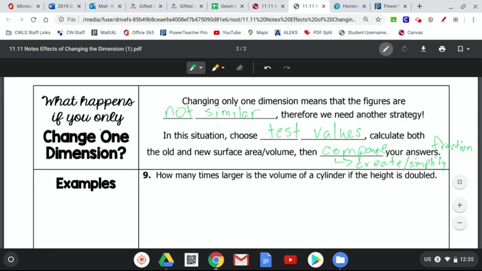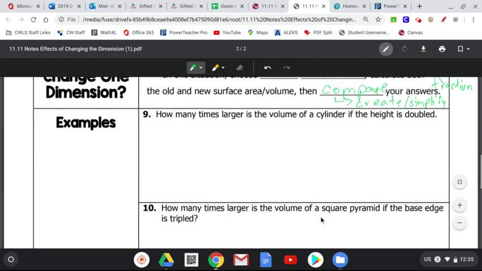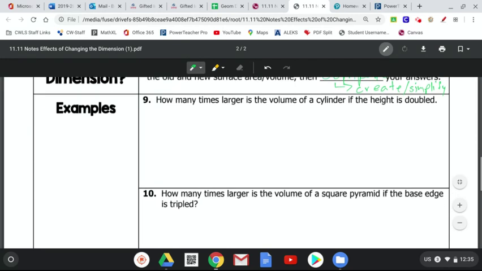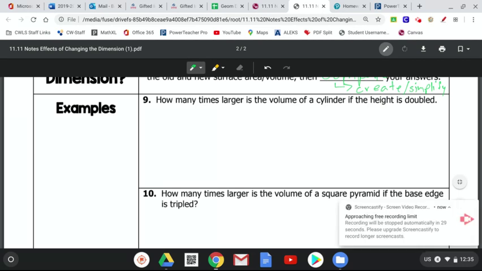So for number 1, okay, it says how many times larger is the volume of a cylinder if the height is doubled? So go back and get those volume formulas out, all right? Write them down somewhere, have them with you. Don't do these problems without having those in front of you. Even if you want to Google it and look up what the volume of a cylinder is, that's fine, okay? That is fine.